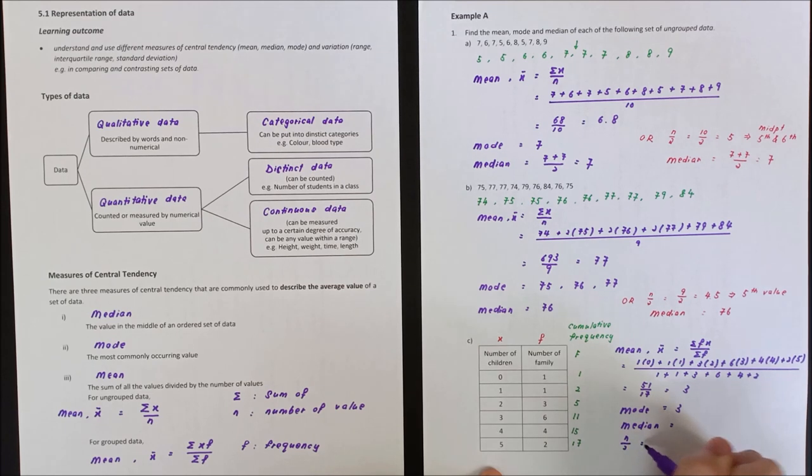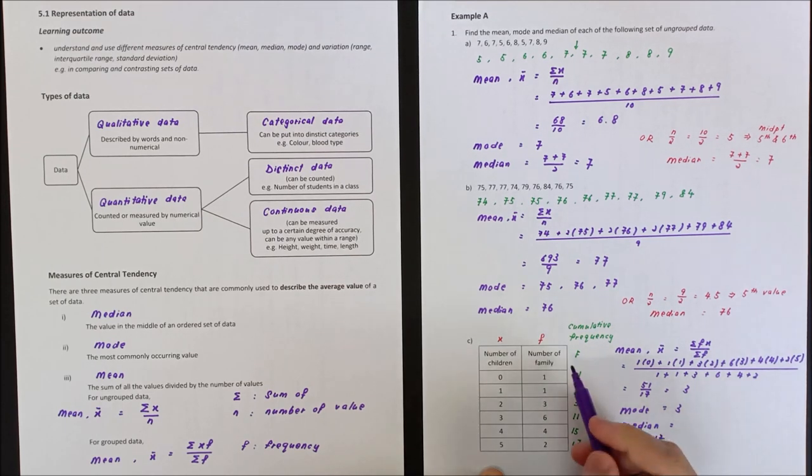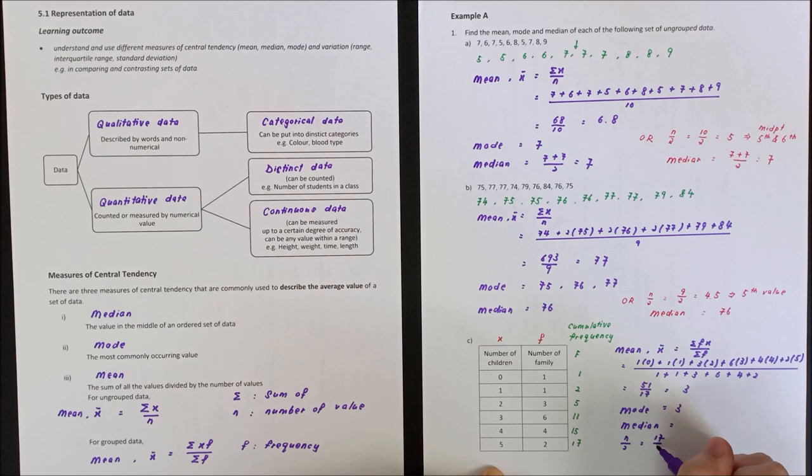So the number that I have here is 17, right? So the number of values, meaning total frequency. So divided by 2, what do I get? 17 divided by 2, I'll be getting 8.5. Okay, so if I get a number that is not a whole number, then I should take the next whole number, so it's 9. So the 9th value here.